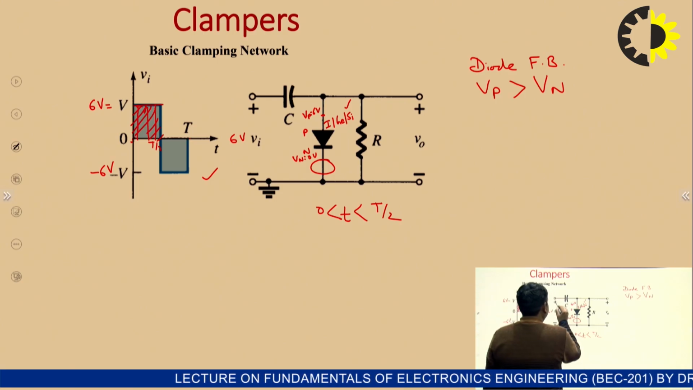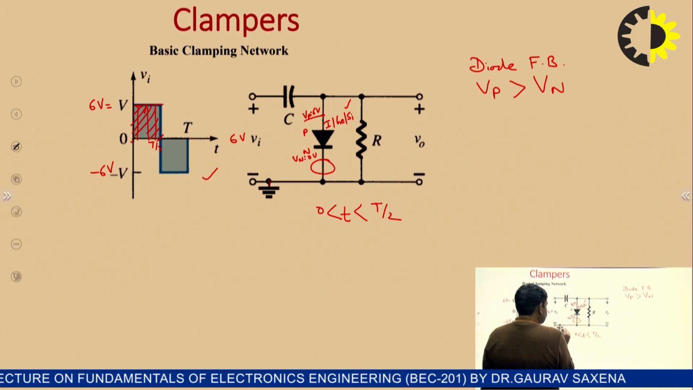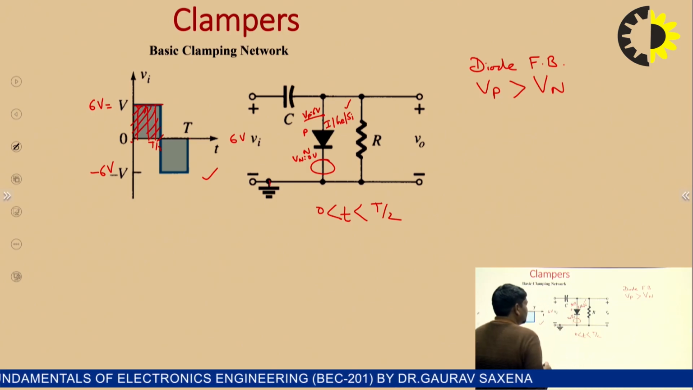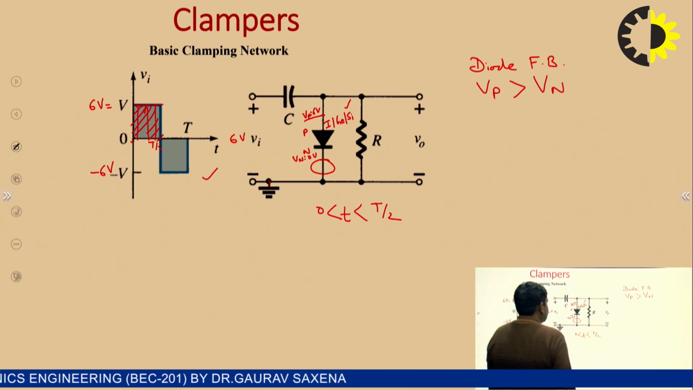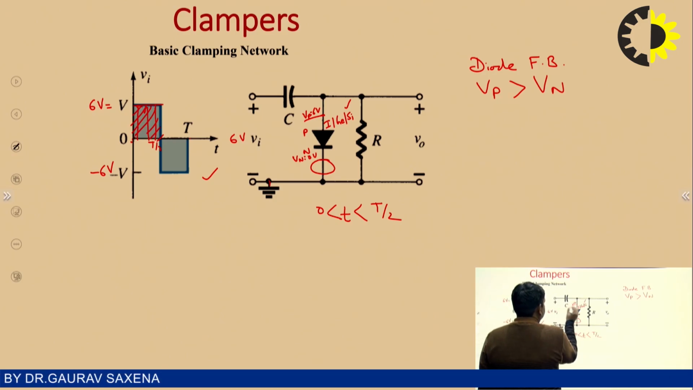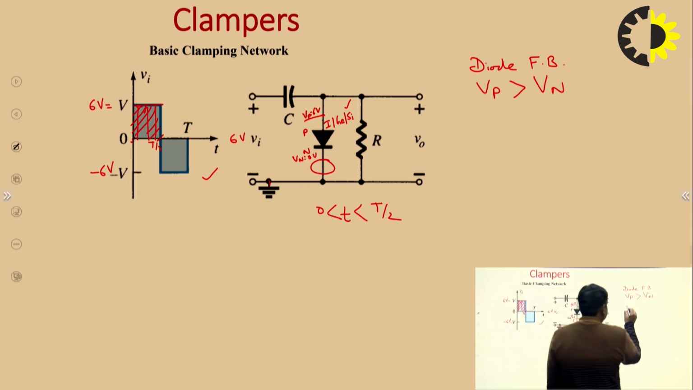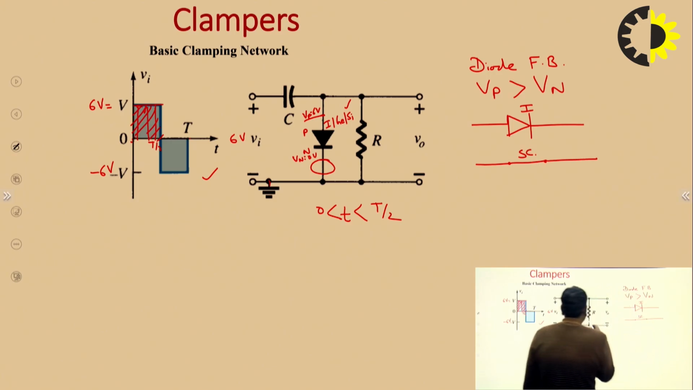So if plus 6 volt is applied here, and 0 volt at the N terminal because this is ground, the diode is in the forward bias condition. We know that for the ideal one, if I choose this as an ideal diode, we replace it with a short circuit. So this diode is replaced by the short circuit.